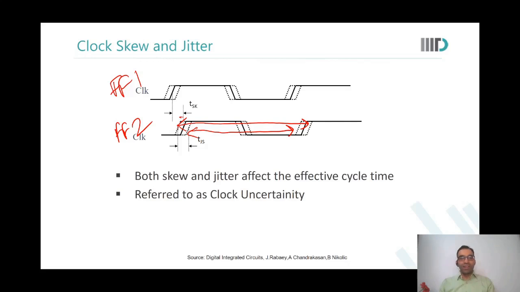Clock skew could also be because of variations, but they are fixed variations. They could be temporal also, but fixed also. The clock jitter is only because of temporal variations.